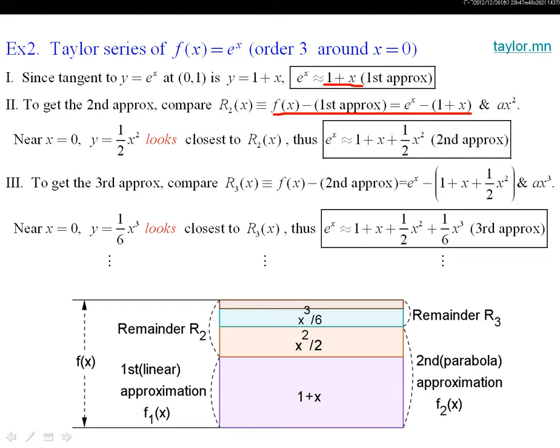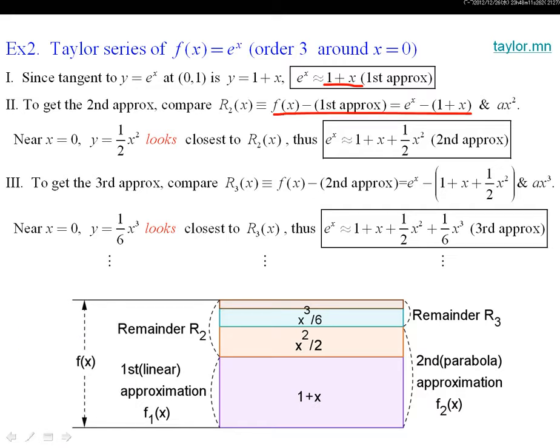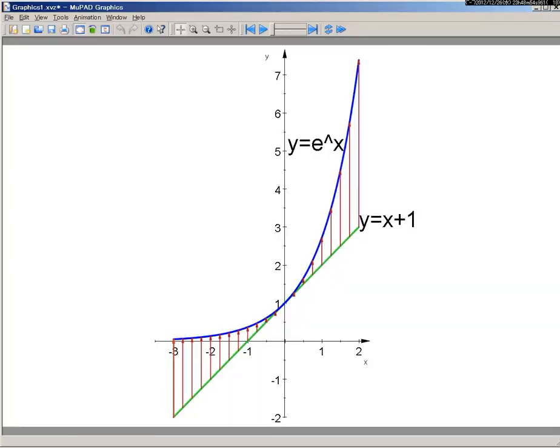So we make R2(x), the second order residue, f(x) minus the first approximation, equal to exponential x minus (1 plus x), and compare this with ax squared. So let's do this with MuPAD. The blue curve is y equals exponential x, and the green one is y equals 1 plus x, the tangent line at point (0,1), and the first approximation.